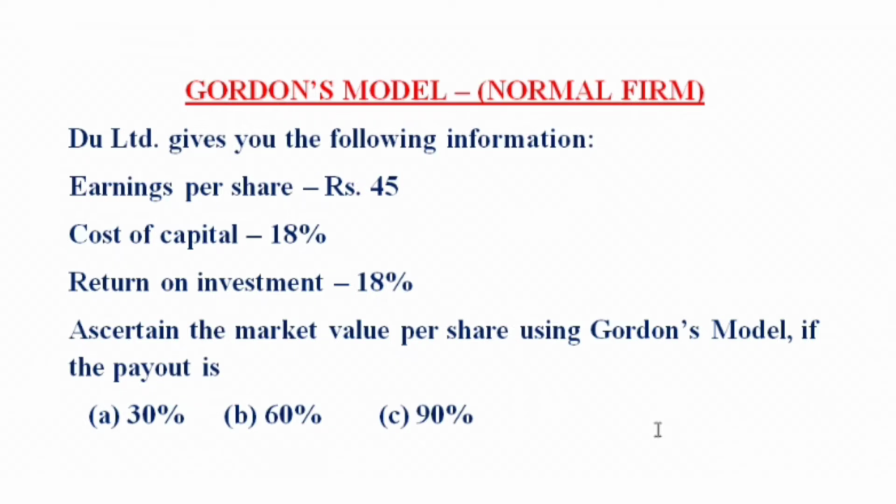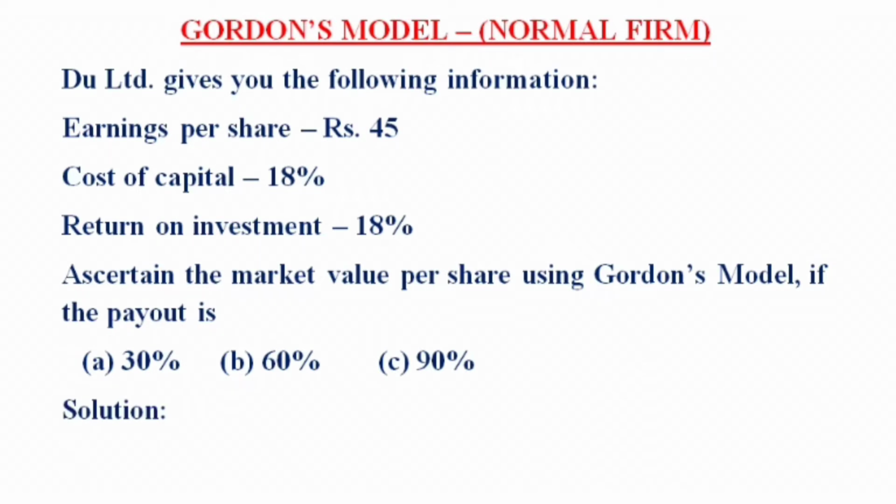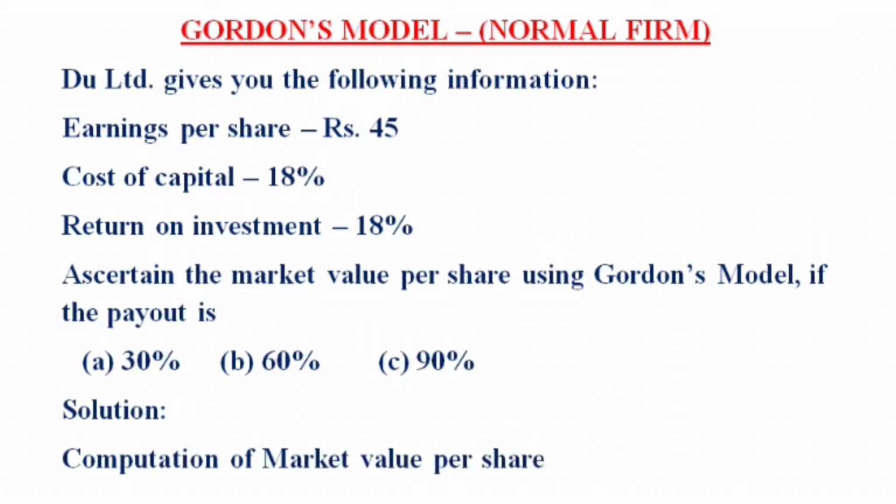So how do we determine this firm is a normal firm? See, the cost of capital and the rate of return are both the same: 18 percentage, 18 percentage. When the cost of capital is equal to the rate of return, it is termed a normal firm. So here the firm is normal. You will not derive different market values per share. Whatever the payout ratio declared, you will have the same market value per share.